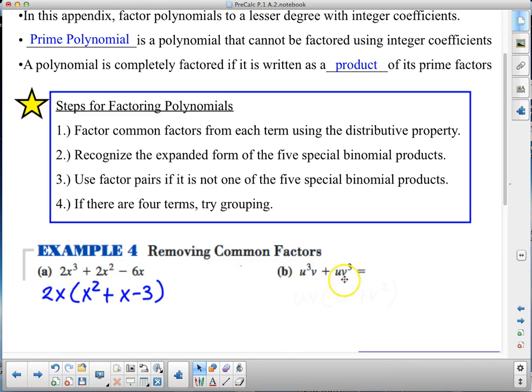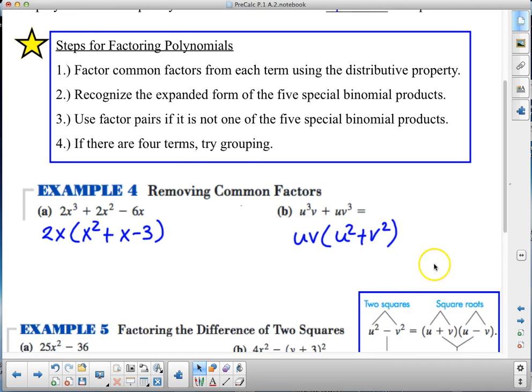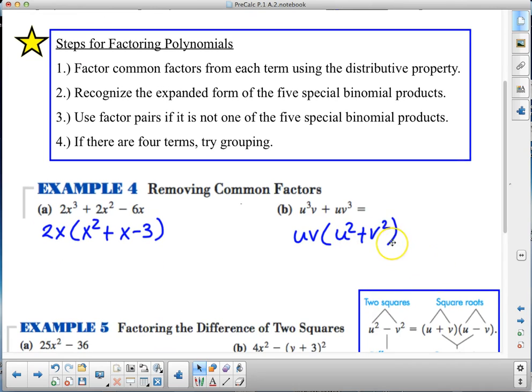Okay. Here, I've got u cubed v and u v cubed. Well, there's a u and a v on each of them, so I'm going to pull them out. And I'm going to end up with that as my factors. So I've just removed the common factors.